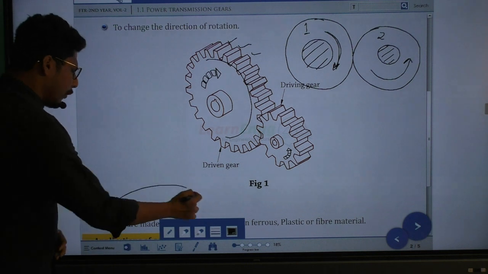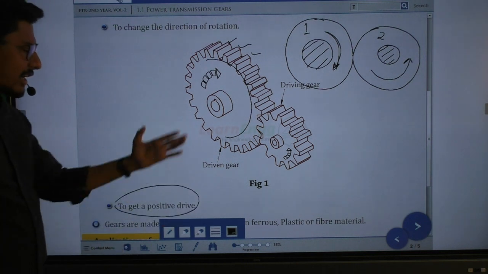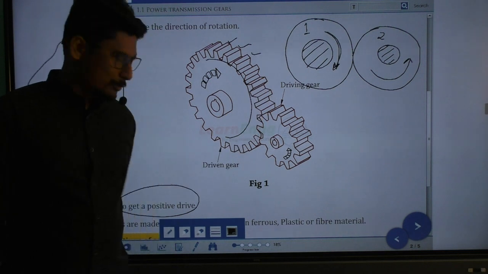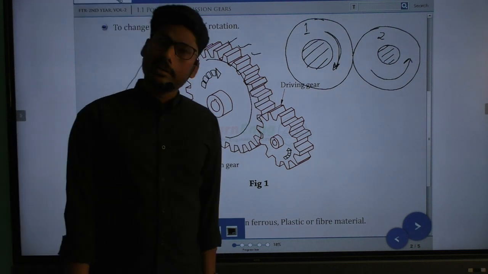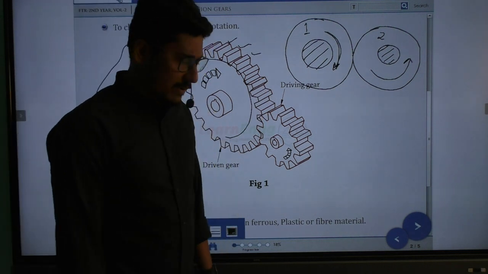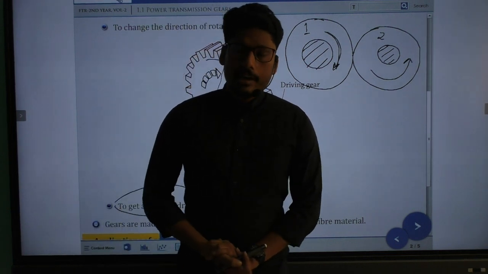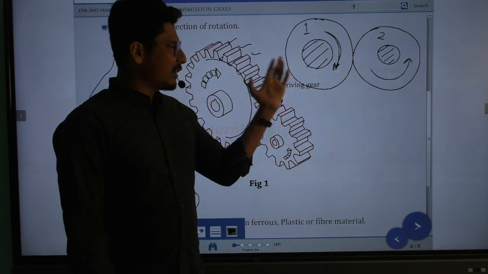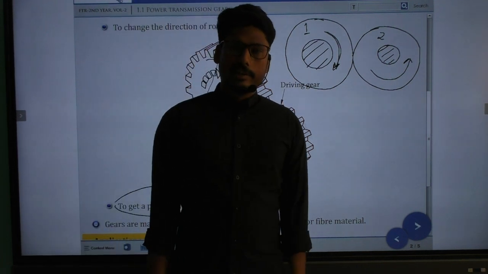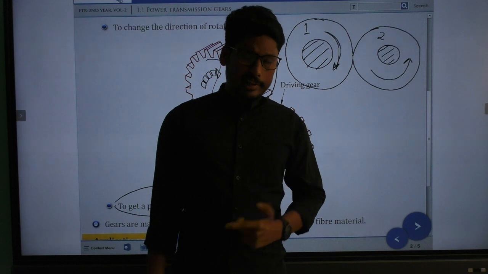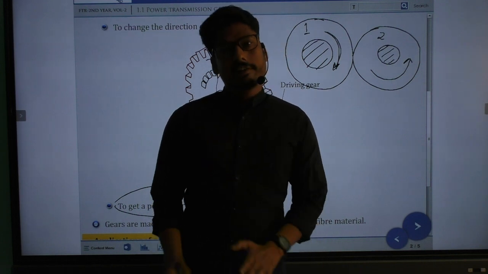It is called a positive drive. Gear is called a positive drive. What is a positive drive? Why is gear called a positive drive? The very important question. Because there is no slip between two gears. There is no slip; even if there is a slip, it is very negligible.